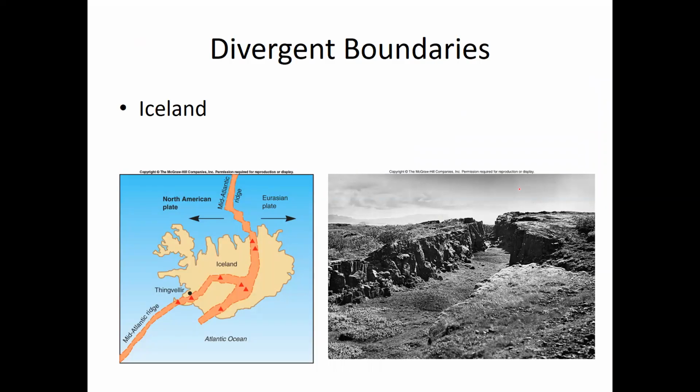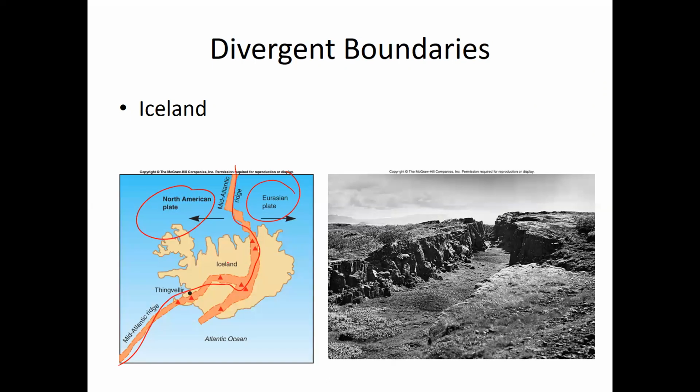So we could see this happening, for example, in Iceland. Iceland is an island in the northern Atlantic Ocean, and it happens to be half on the North American plate and half on the Eurasian plate. So this is a divergent plate boundary. And it's also a hot spot, which we haven't talked about, but it's elevated volcanism due to a small upwelling in the mantle. But anyways, that volcanism is creating the island.